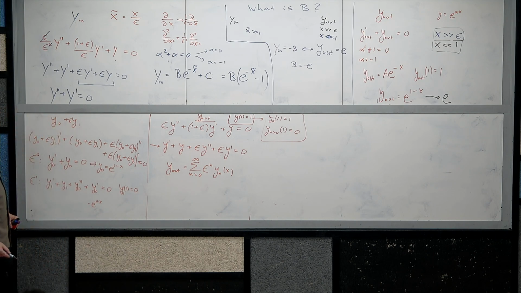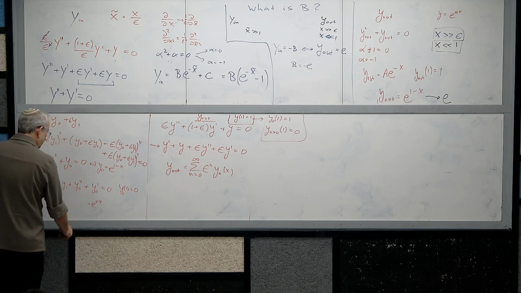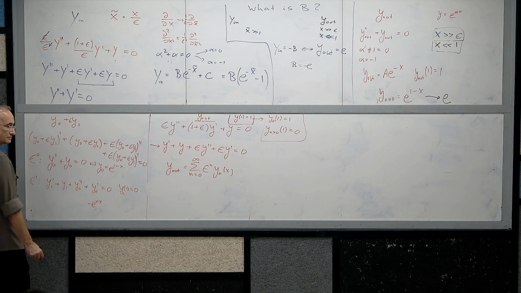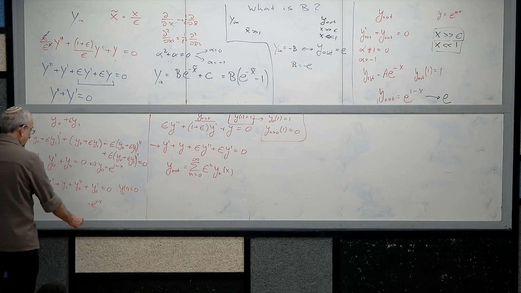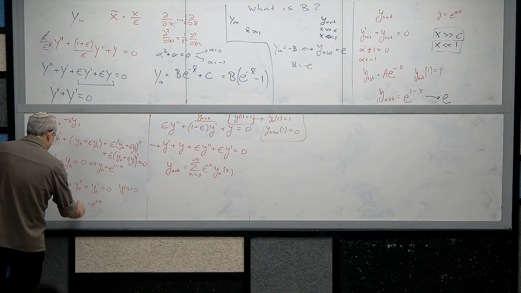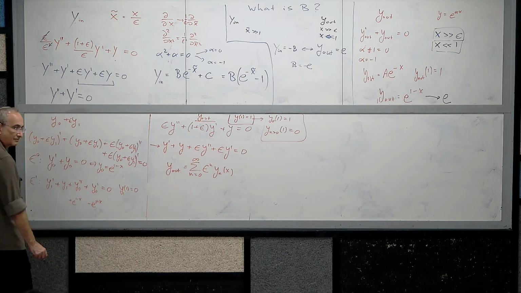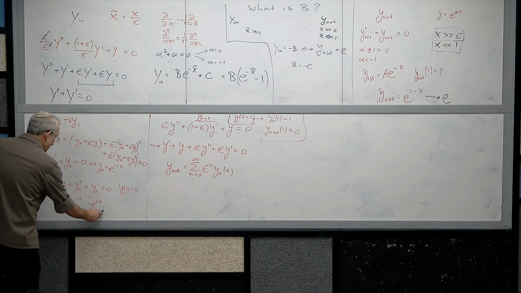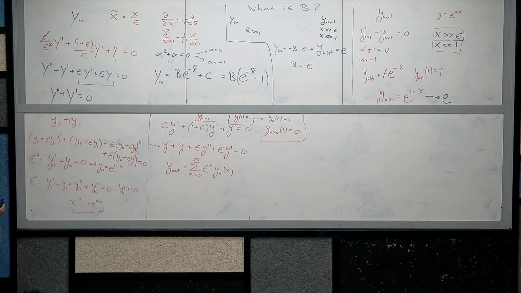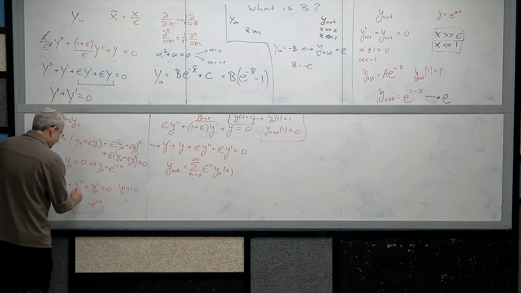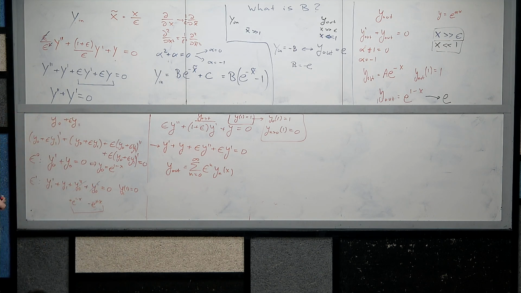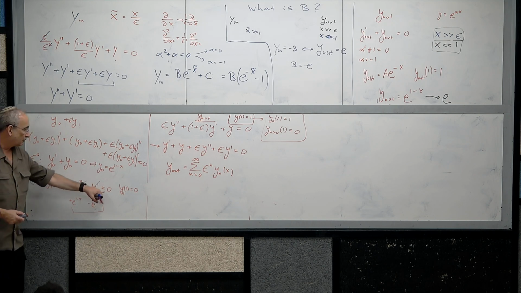Do you agree with me? And what is y naught double prime? It is the same as y naught, plus e to the 1 minus x. So this together is 0. So this cancels that, and we find that y1 prime plus y1 equals 0.